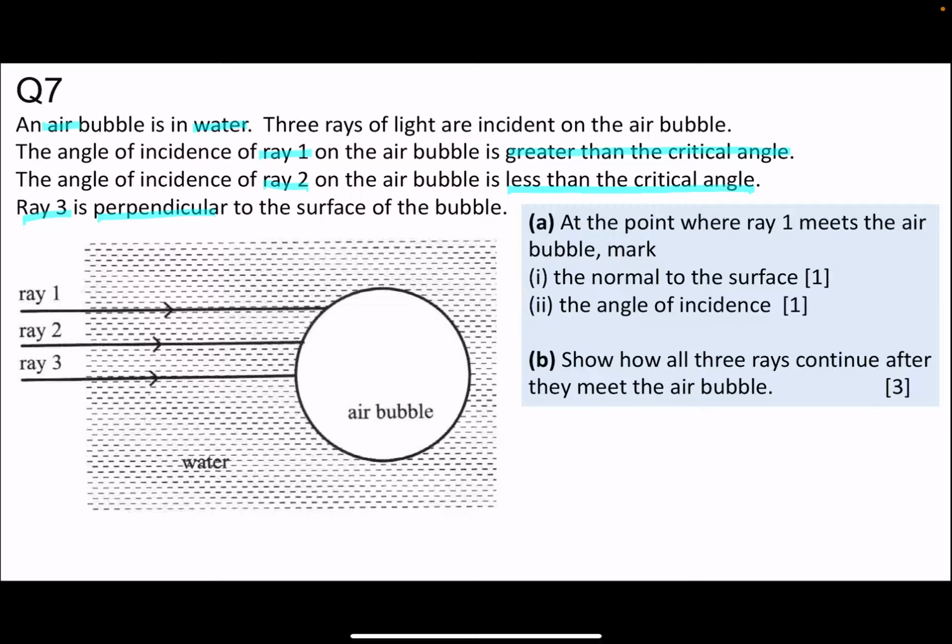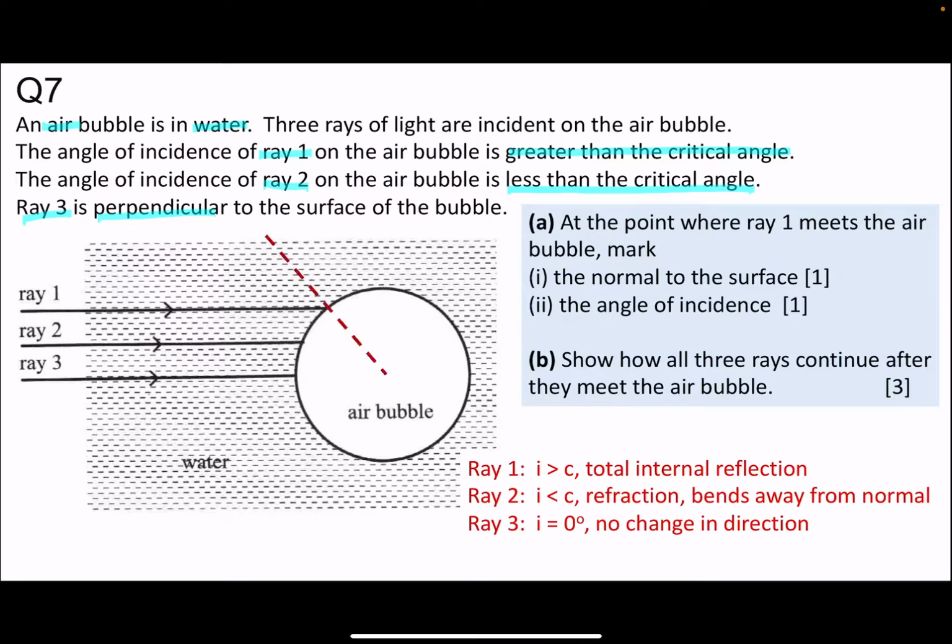Part A. At the point where ray 1 meets the air bubble, mark the normal to the surface and the angle of incidence. So it is a property of a circle. If you draw a line from the center of the circle out towards the edge of the circle, that line is the perpendicular line to the surface. So first, draw the normal out, then indicate the center and the angle of incidence.